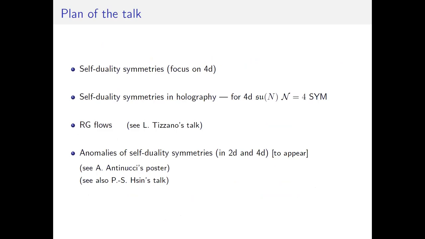Okay, so after this long introduction, this leads me to the plan of my talk. In this talk, as I said, I will focus on a particular case of a class of non-invertible symmetries, which is self-duality symmetries. I will explain in a little bit more detail what they are. And then the first question that I will address is how these symmetries appear in holography, in the specific example of four-dimensional N=4 super Yang-Mills.